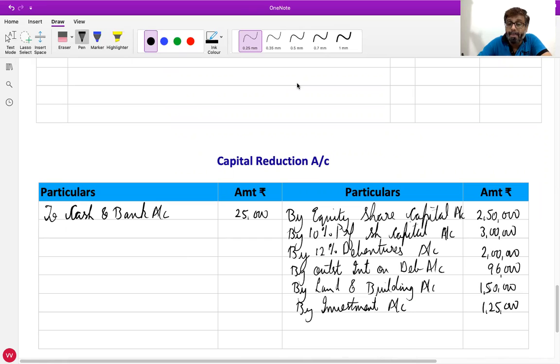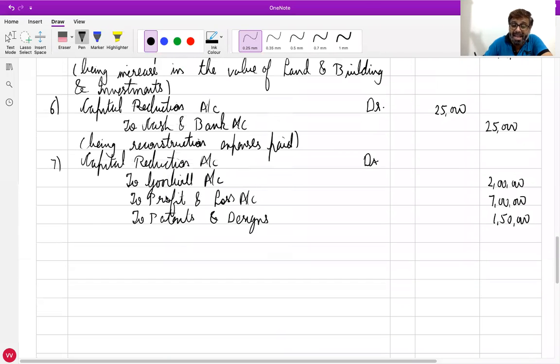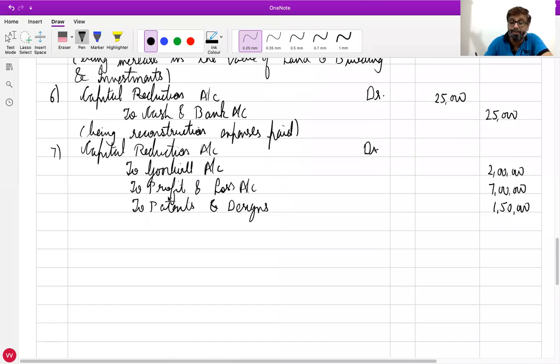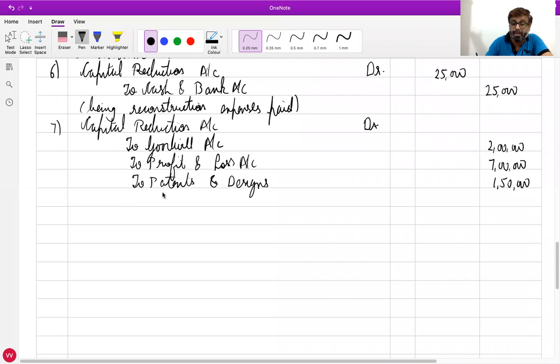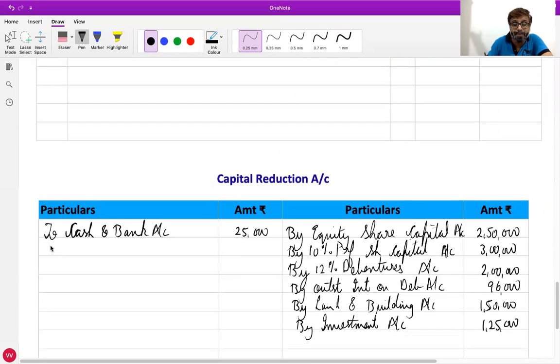Capital reserve account. Yes, so first we will do the posting, and if at all capital reserve is there, that also will be combined in this entry, okay? Got it? Yes, sir. So first we'll do the posting to goodwill account.